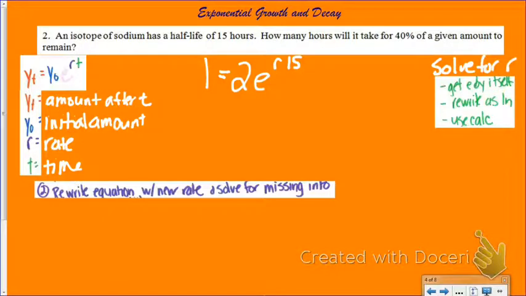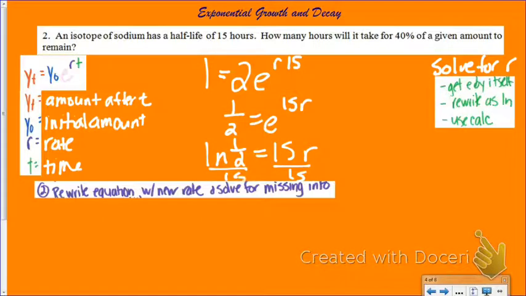And in that process, algebraically, the first thing I need to do is get E by itself. So this becomes 1/2. Once E is by itself, you can rewrite it as a natural log. So this becomes the natural log of 1/2 is equal to 15R. Get R by itself, divide by 15. And at this point, we're just using a calculator.